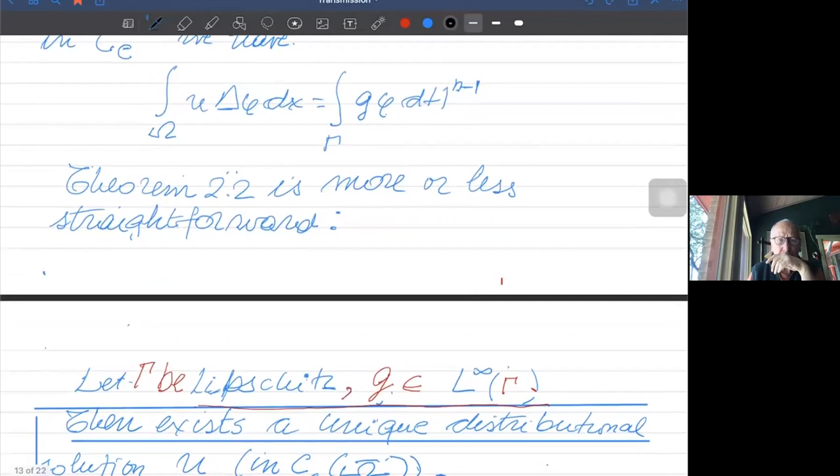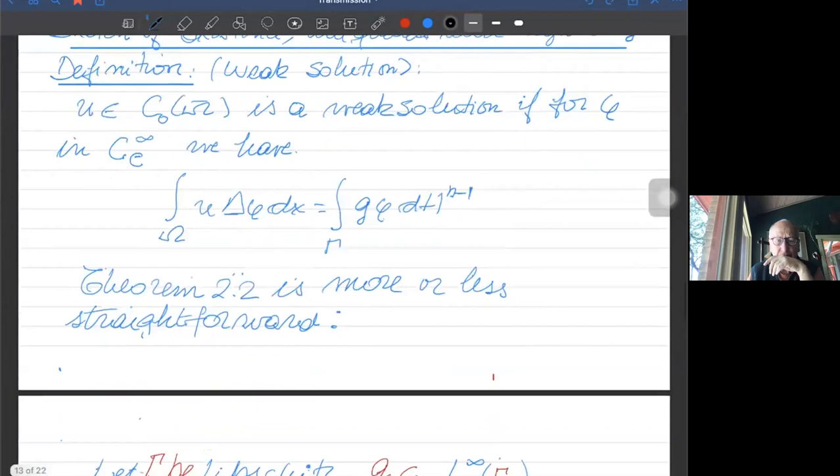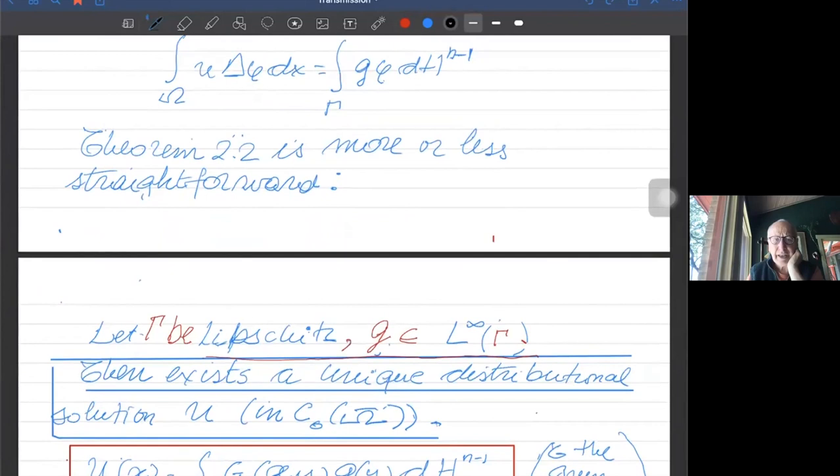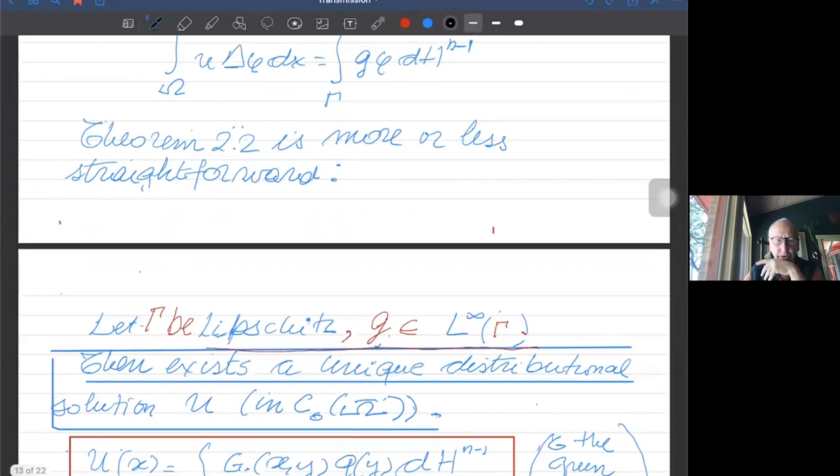Theorem 2.2, then, is straightforward. Let gamma be Lipschitz, little gamma and little g belong to L infinity, then there is a unique distributional solution U in this domain, in omega bar, and U is continuous in omega bar, okay?